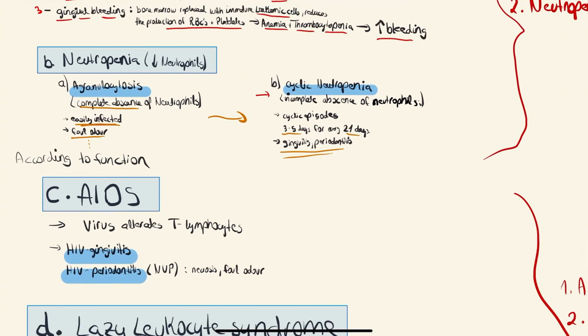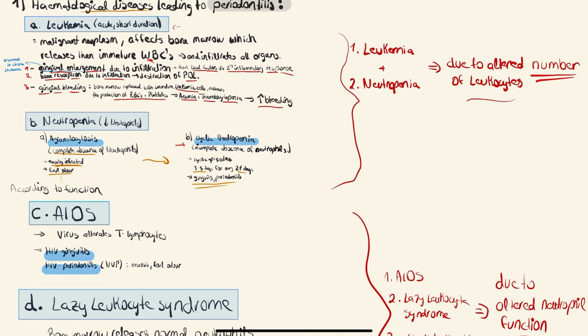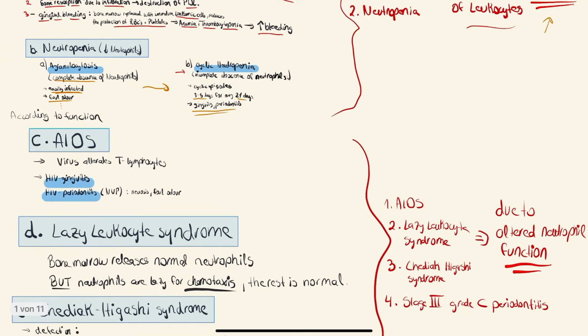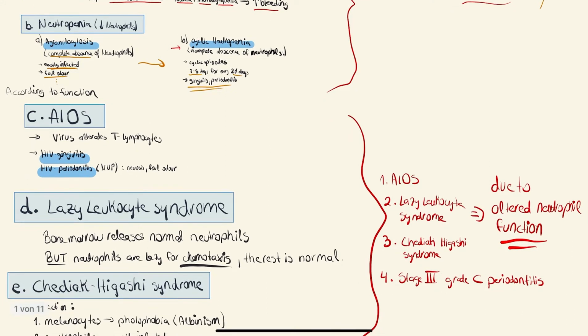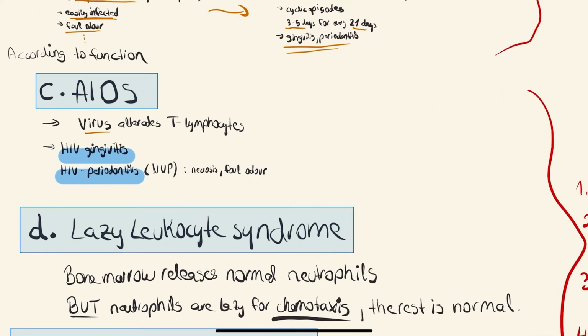So then C, we have AIDS. Till now we're done with the 2 types of hematological diseases that alter the numbers of leukocytes. Now we go to the second category, altered neutrophil functions. So the third one is AIDS, and we have here a virus that alters the T lymphocytes.